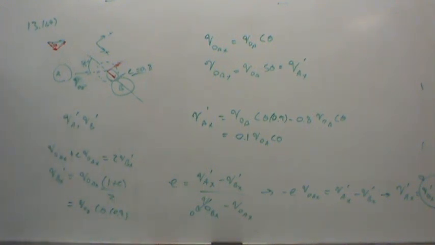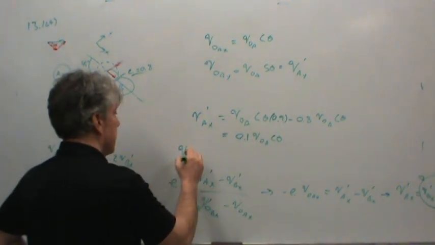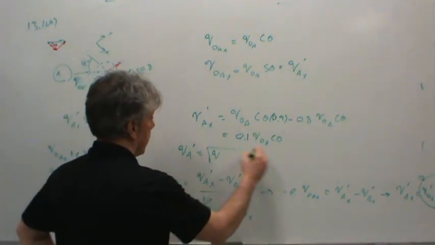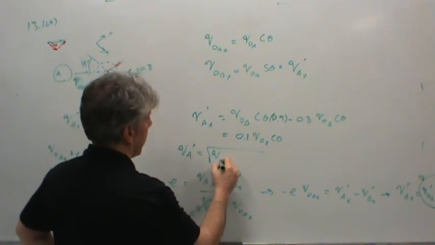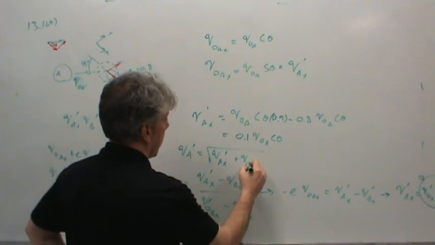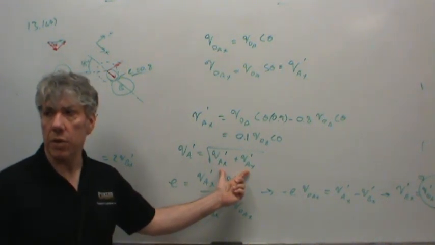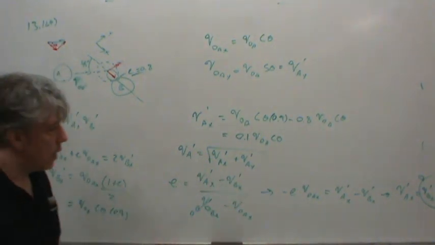So it's interesting that, well, I won't say that, it doesn't matter. But that's not all of the velocity of A after impact. In fact, the velocity of A after impact would be the square root of VAX prime squared plus VAY prime squared. You see what I'm saying? There's going to be some velocity of A in the X and the Y direction after impact. To get the magnitude of that velocity, I'll have to take the square root of the sum of the squares.